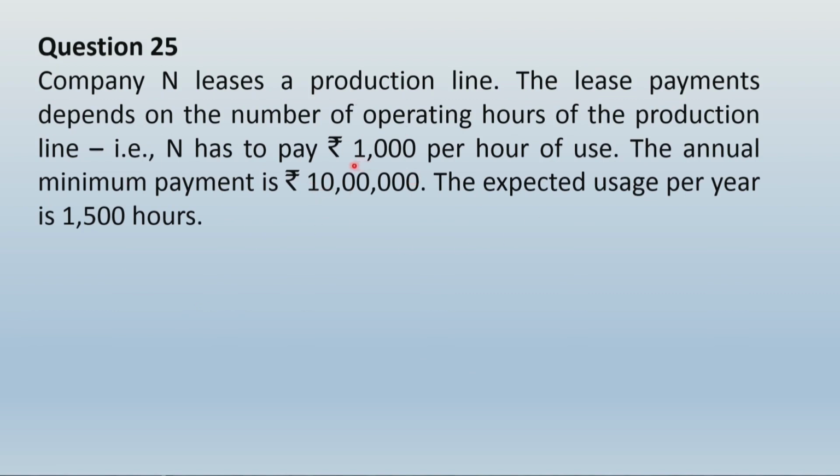Very simple. 1000 per hour and the expected usage is 1500 hours. So rupees 1000 per hour multiplied by 1500 hours will make the calculation of lease payments to 15 lakh rupees for the year. However, if you consider 15 lakhs as the total expected lease payment, the minimum payment is 10 lakhs. That means 10 lakhs is the minimum amount of lease payment, which is fixed lease payment.